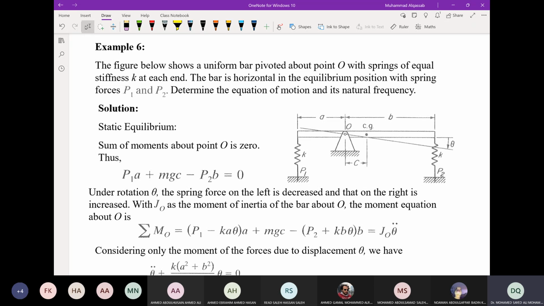Example 6, the figure is shown. The figure below shows a uniform bar pivoted about point O with springs of equal stiffness K at each end. The bar is horizontal in the equilibrium position with the spring forces P1 and P2. Determine the equation of motion and its natural frequency.